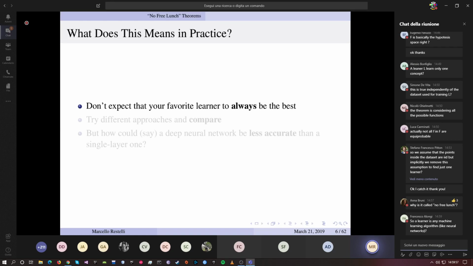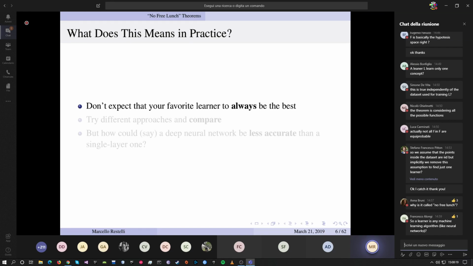And actually, this is a problem to reason in this way, because maybe that technique was really good in that class of problems because it was able to capture the regularity of that class of problem. But if I move to another class of problem, maybe other regularities are important that are not easily captured by these techniques. There is a question: is a learner any machine learning algorithm?